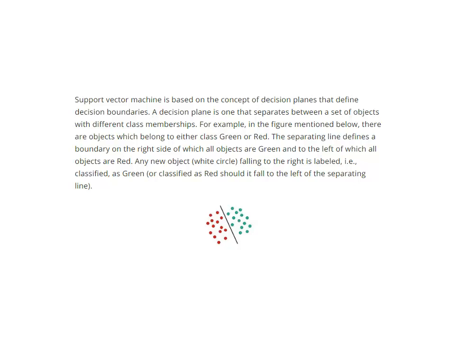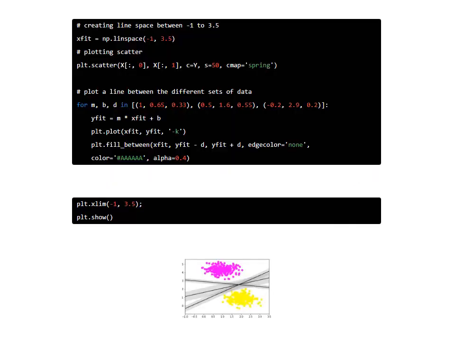Any new object, white circles, that falls into the right is labeled, for example classified, as green, or classified as red should it fall to the left of the separating line. Support vector machines not only draw a line between 2 classes, but consider a region about the line of some given width. Here is an example.